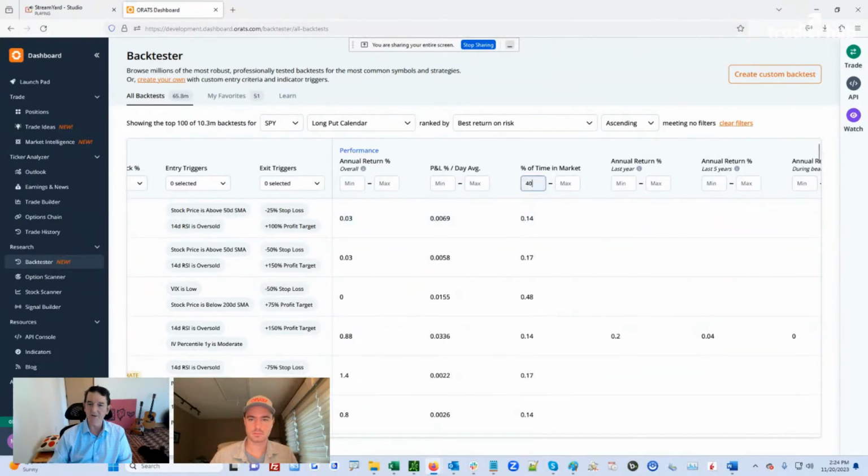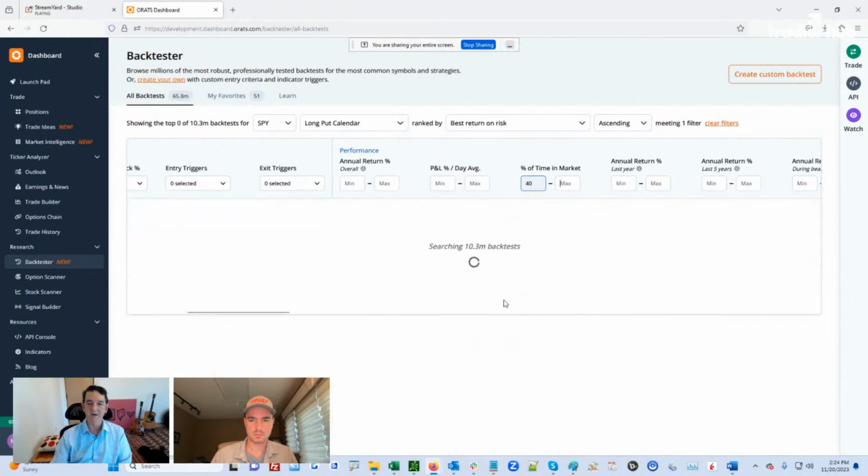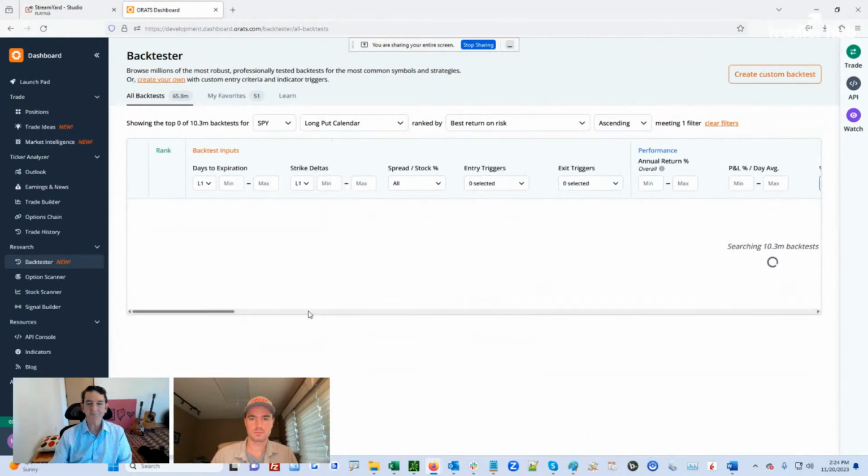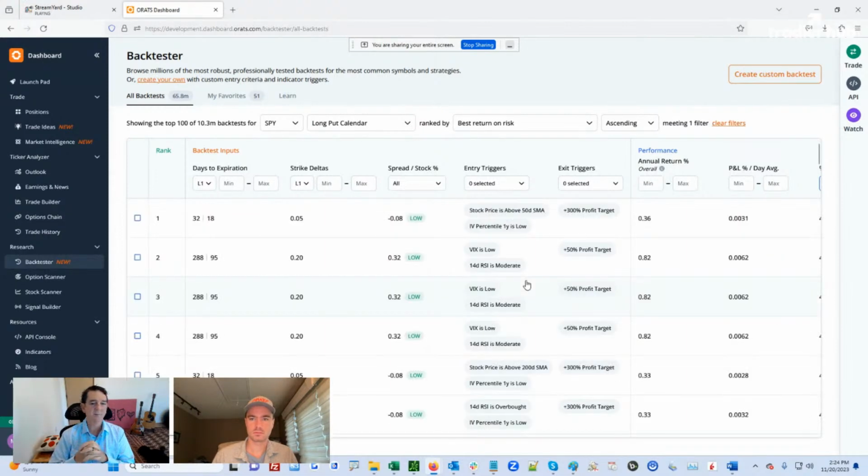So I like to put like 40% of the time there. It's looking for days when the stock price is above the 50-day, but the RSI is oversold, which never happened. So if you put in 40%, then it's going to sort those out. That's always the first thing that I do. And there's a lot of other filters that you could put in to identify backtests that you want.